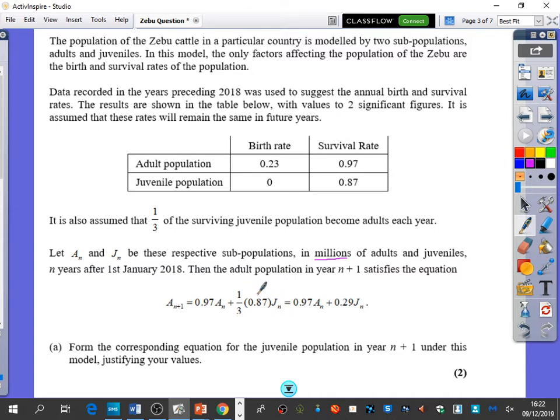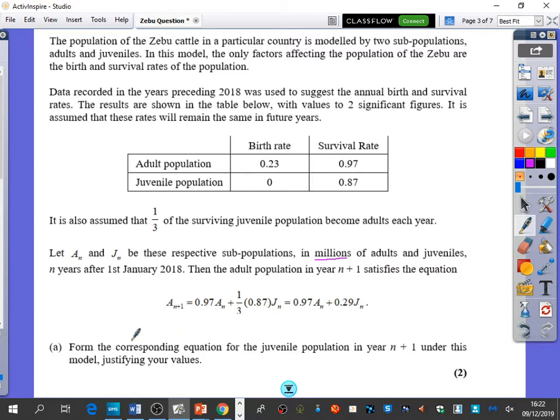Why are they putting the 0.87 in there as well? Good. It's a third of the juveniles that are surviving. It would be ridiculous to say that the juveniles who have died are also going to mature into adults. So multiplying a third by 0.87, you get the 0.29 JN.